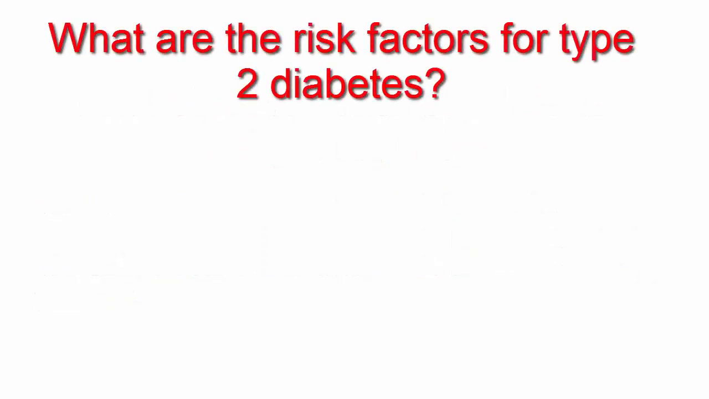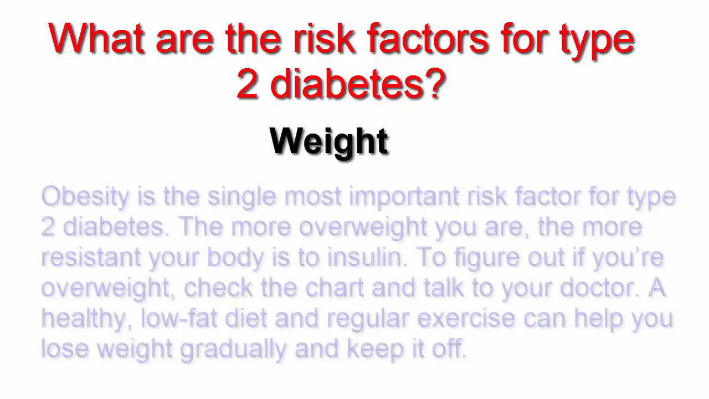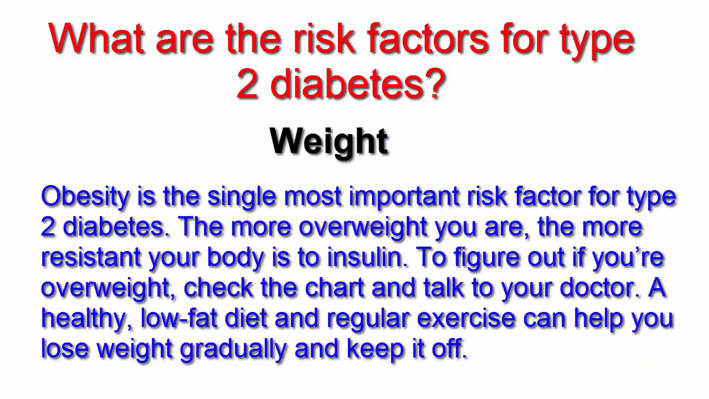What are the risk factors for type 2 diabetes? Weight. Obesity is the single most important risk factor for type 2 diabetes. The more overweight you are, the more resistant your body is to insulin. To figure out if you are overweight, check the charts and talk to your doctor. A healthy, low-fat diet and regular exercise can help you lose weight gradually and keep it off.